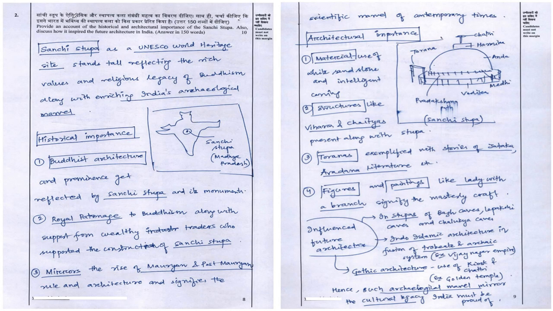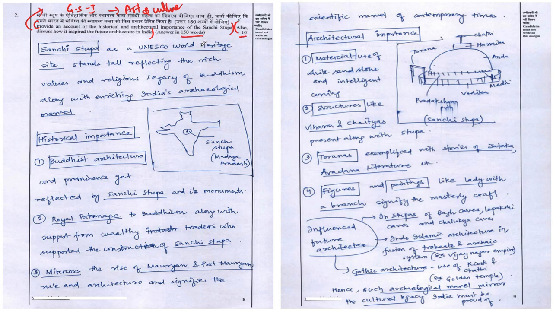If you look at this particular question which has been asked here, friends, this question is asked from GS paper 1, the art and culture component of the syllabus. Let's now go into the question which has been asked here. Provide an account of the historical and architectural importance of Sanchi Stupa. Also discuss how it inspired future architecture in India. And it's a 10-marker question which has been asked to write in 150 words.